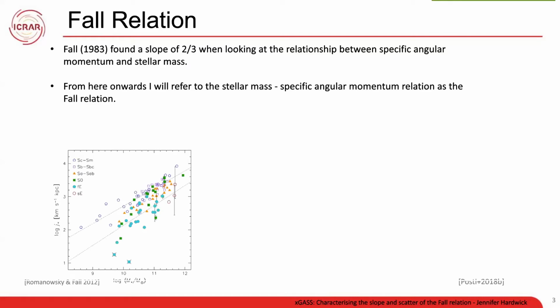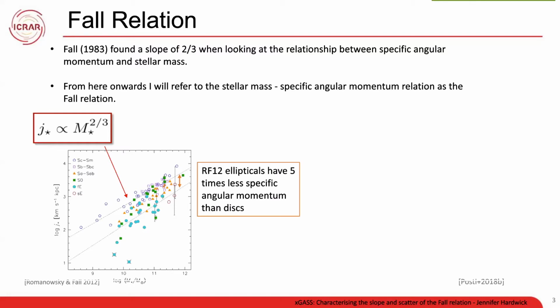So down here I show some follow-up work that was done by Romanowsky and Fall in 2012, which again shows that you can see galaxies following a relation of slope 2/3, where here we've got disk galaxies and elliptical galaxies following parallel relations, both with a slope of 2/3, but they are offset with the elliptical galaxies having 5 times less specific angular momentum than the disk galaxies.